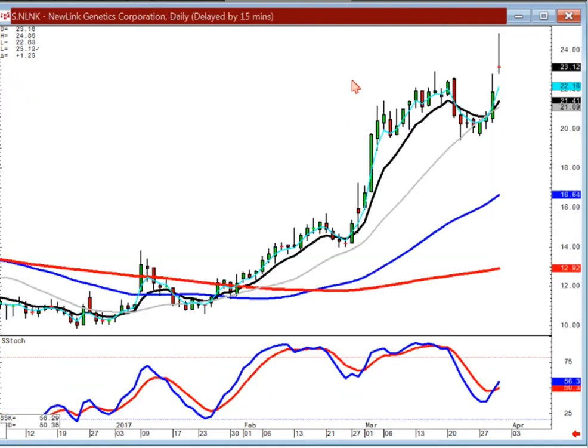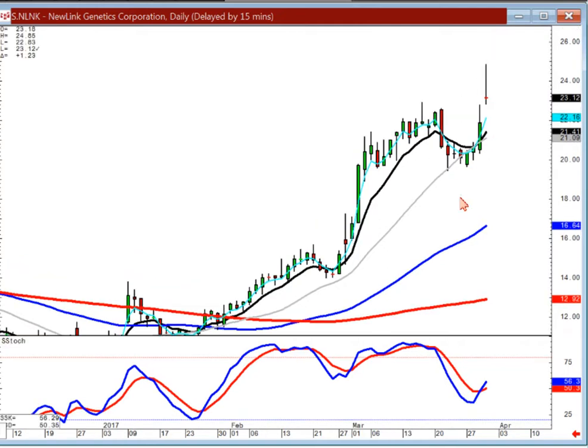New link. There's your J-hook pattern. There's your gap up doji. And what's our simple rule of a doji? If it opens positive, you want to be buying immediately because that candle and this candle will probably be the same, which means your J-hook pattern is working.